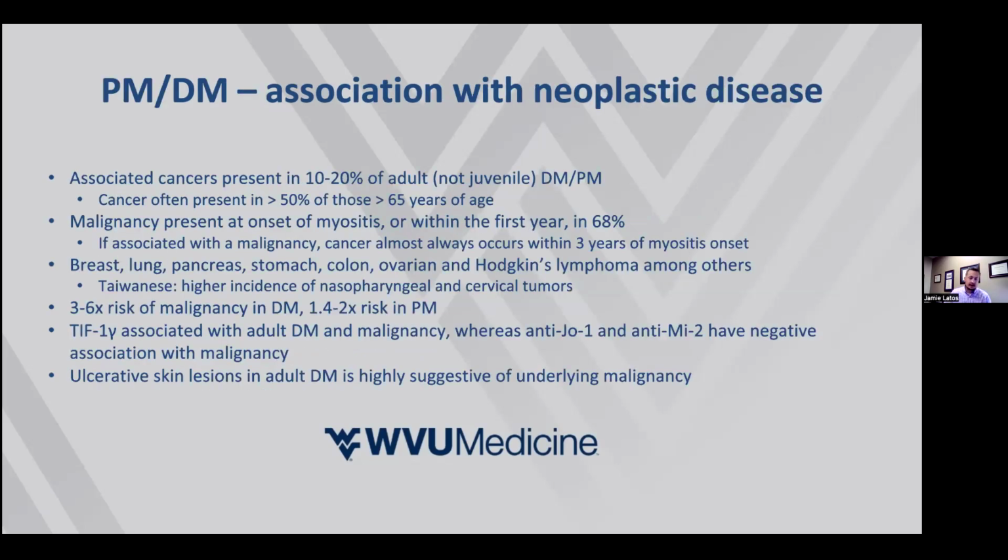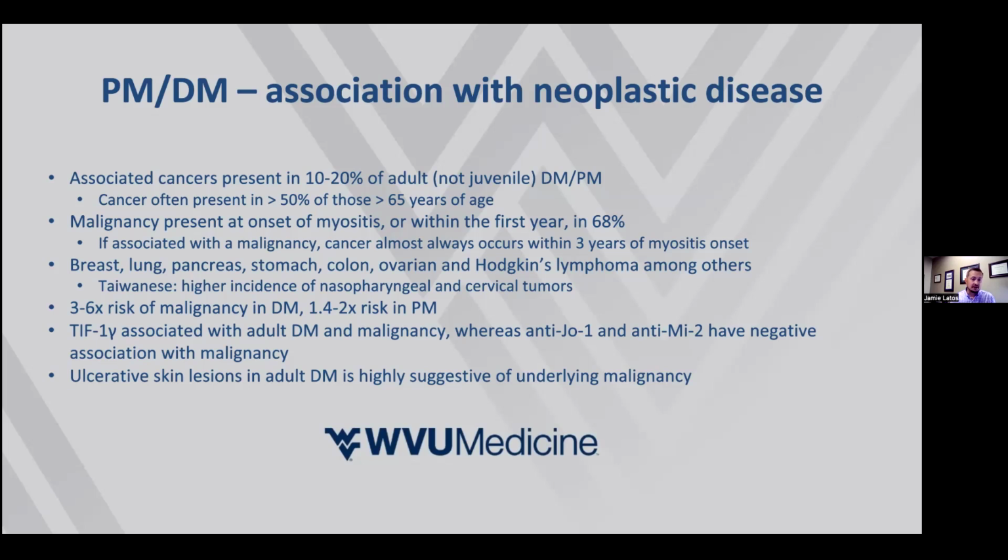One or two slides kind of talking about malignancy, because again, the TIF1 gamma is an antibody that sets off those alarm bells for us. But any patient in general, particularly an older adult patient who's just now being diagnosed with an inflammatory myopathy, we always have malignancy on our radar. And so it's estimated that you can find a cancer in more than half of the patients that are diagnosed with these conditions if they're over the age of 65.